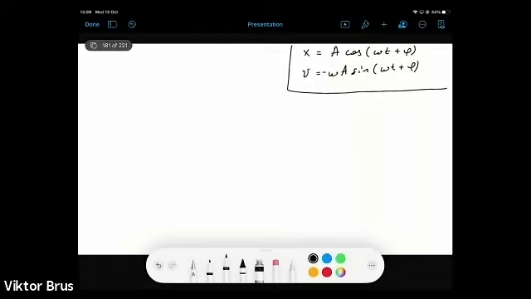And we can now write an expression for the kinetic energy. The kinetic energy of the simple harmonic oscillator will be 1/2 the mass of the block times its velocity squared. That can be written as 1/2 m omega squared a squared times sine squared of omega t plus phi. So this is the expression for kinetic energy as a function of time.